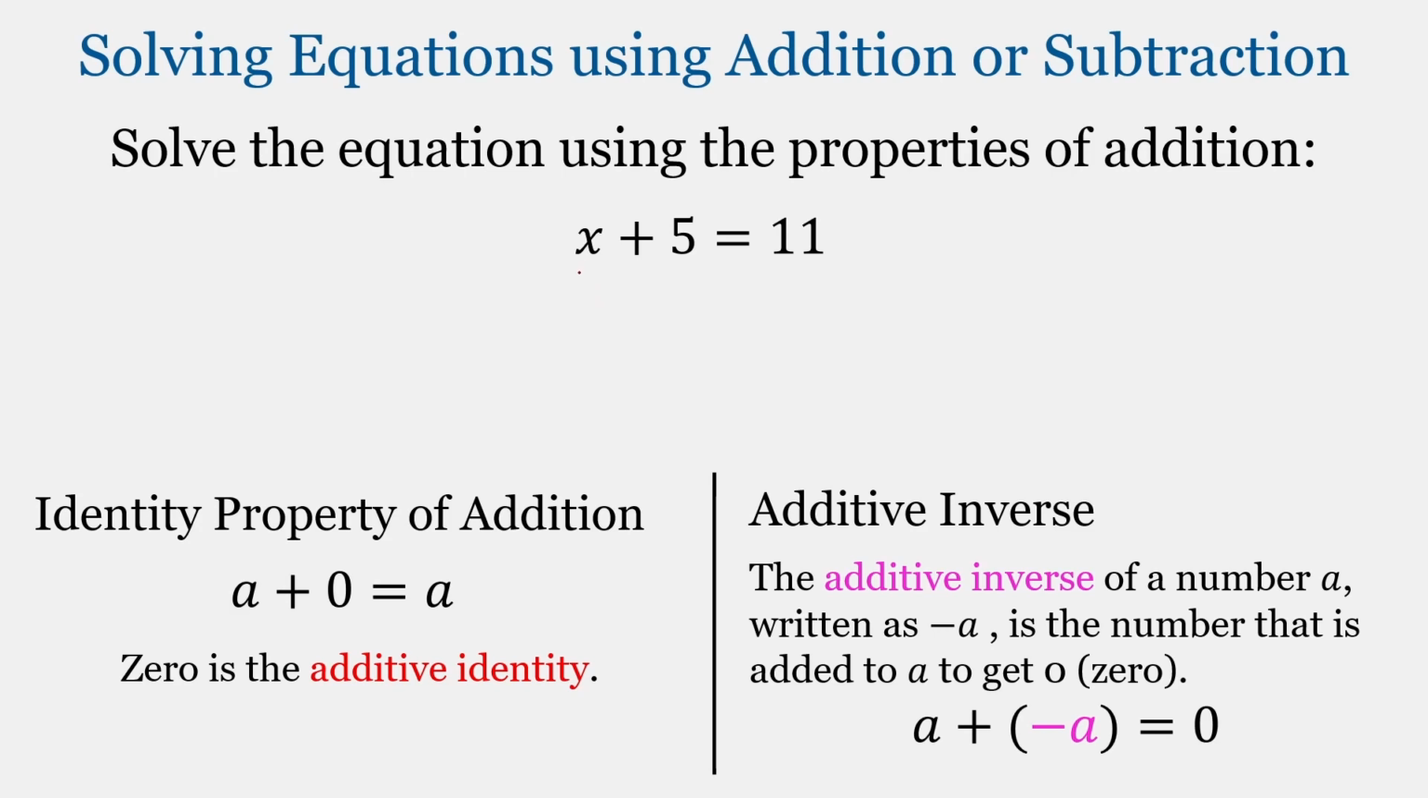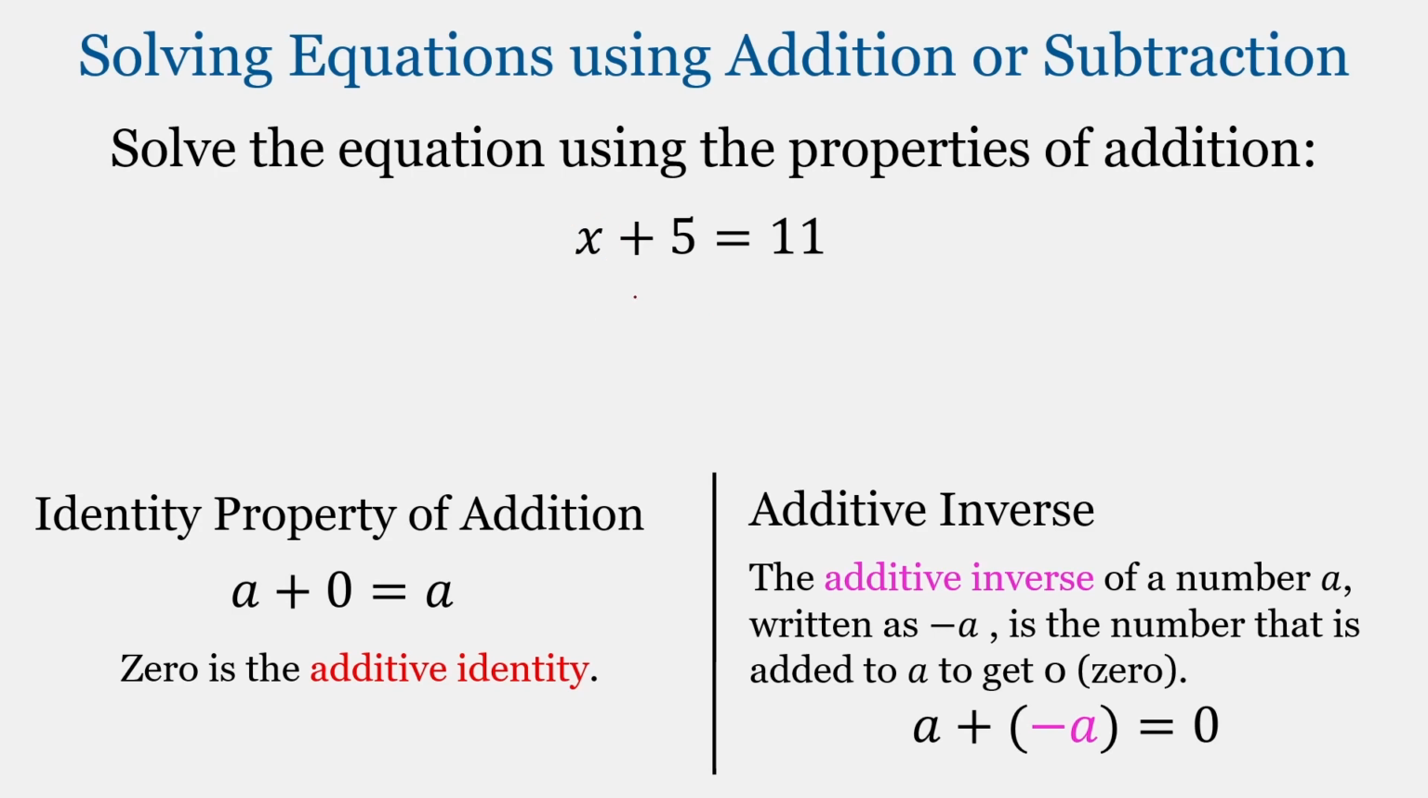Our goal in solving equations is to get this variable all by itself. So the variable x will be on one side of the equal sign, and everything else will be on the other side. And it will give us the value of x that when we plug it back into the original equation will give us a true statement.